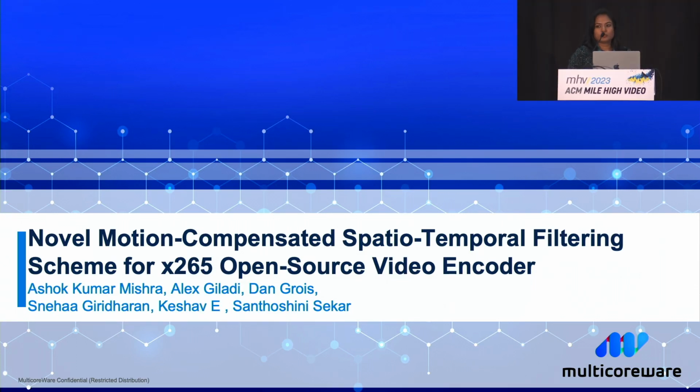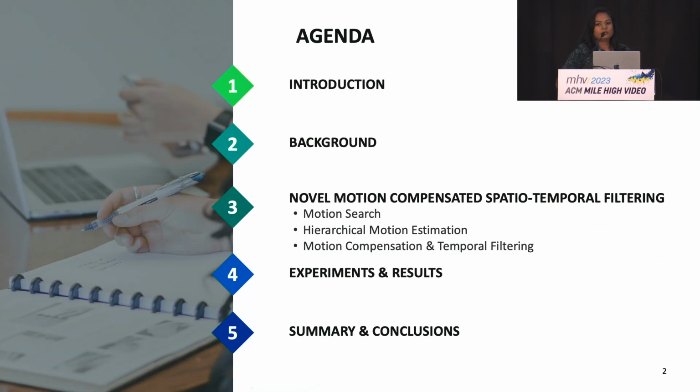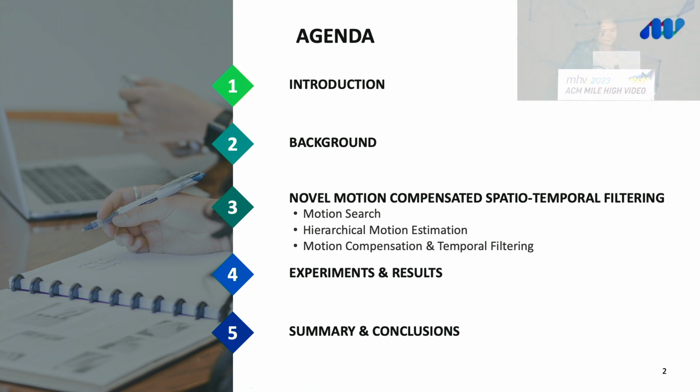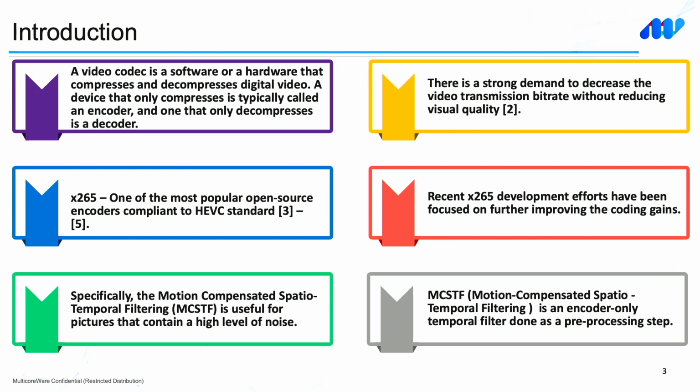This session I'm going to be talking about a proposal to improve motion compensated spatiotemporal filtering in X265. I'll provide a brief introduction to MCSTF and the steps involved in it, and then I'll discuss in detail the proposed solution. Finally, I'll cover the experiments and the results. In my previous session, I gave an introduction to video codecs and X265, so I'll straight away talk about MCSTF.